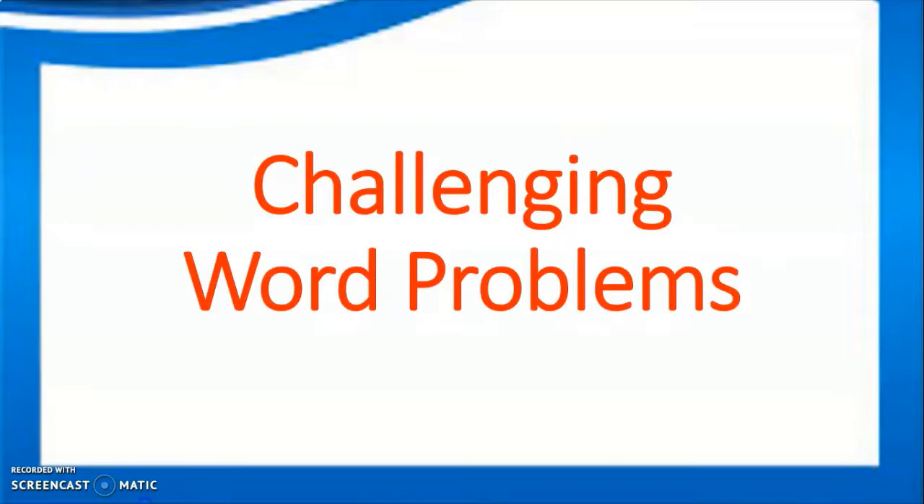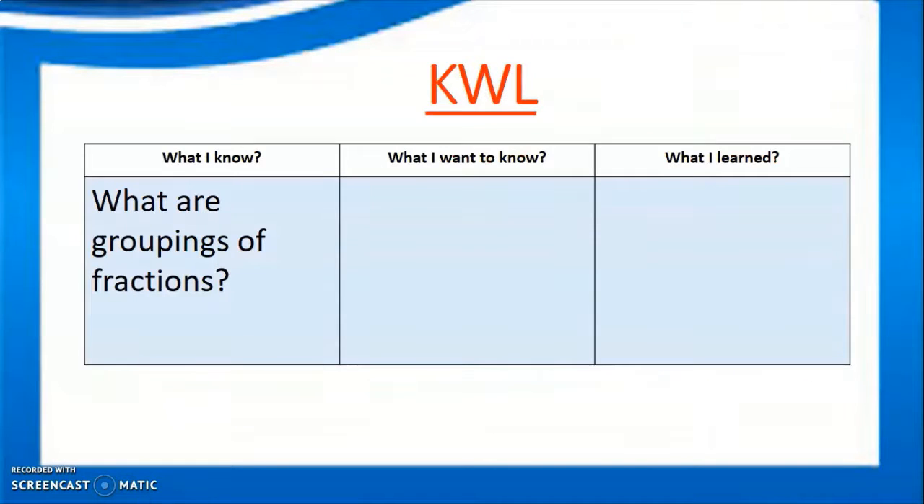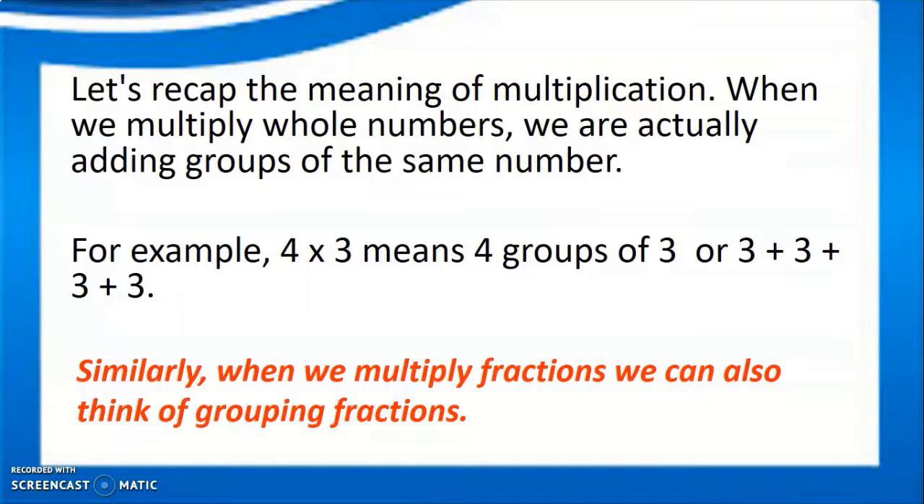Challenging word problems. We must be able to determine the groupings on fractions and state mathematical reasoning from the problem of misconception. What are groupings on fractions? Let's recap the meaning of multiplication. When we multiply whole numbers, we are actually adding groups of the same number. For example, 4 times 3 means 4 groups of 3, or 3 plus 3 plus 3 plus 3.